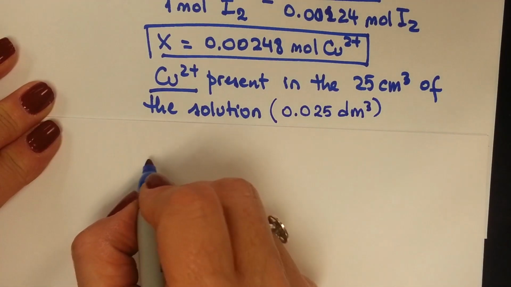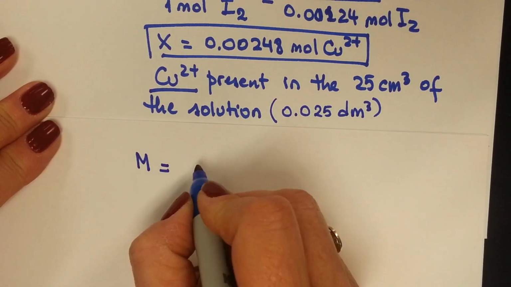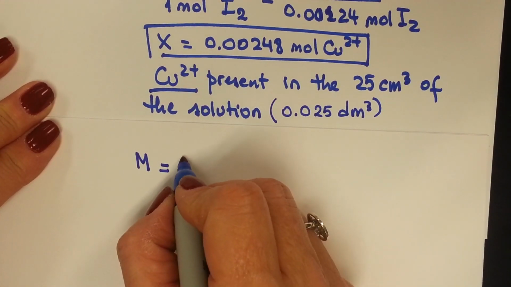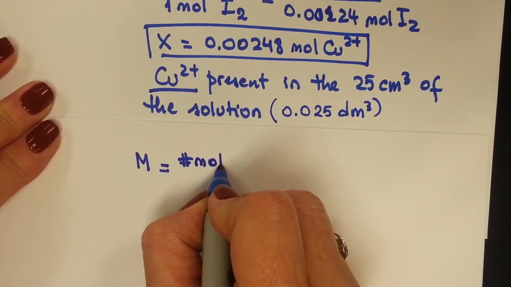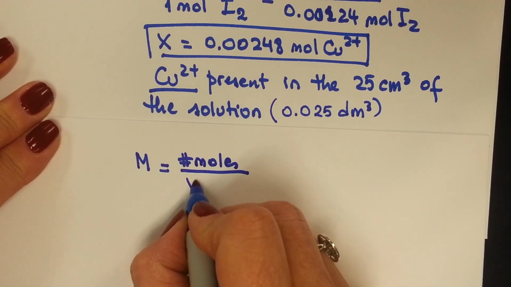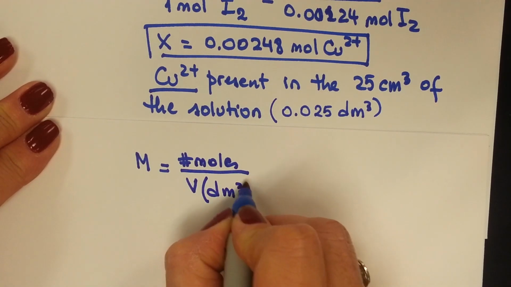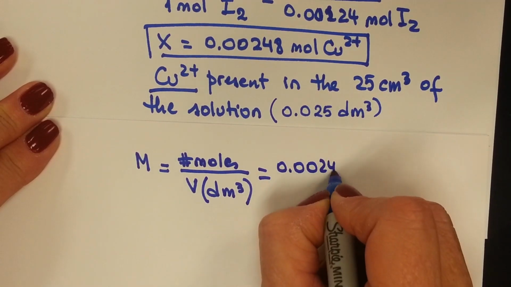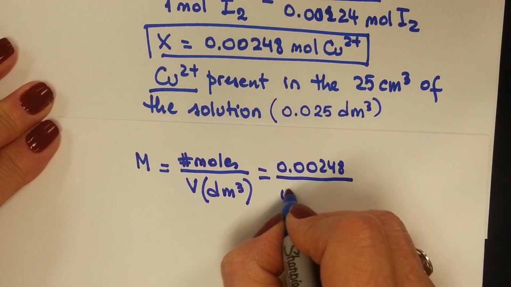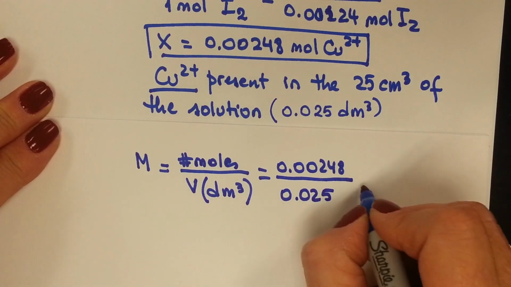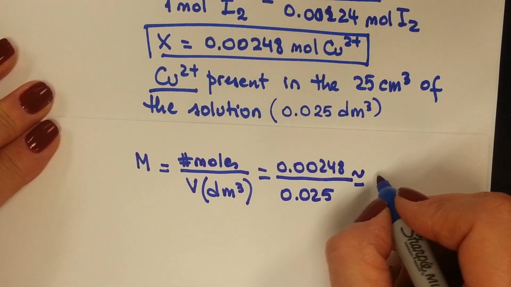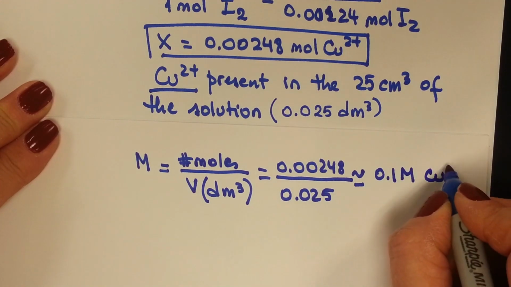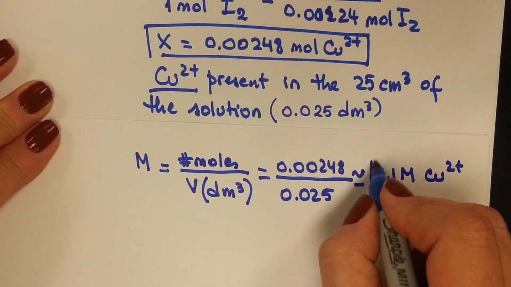Okay, so we can calculate the molarity of the solution of copper sulfate as the number of moles divided by the volume in decimeters cubed. This one is going to be 0.00248 divided by 0.025. That gives us around 0.1 molar of copper sulfate solution.